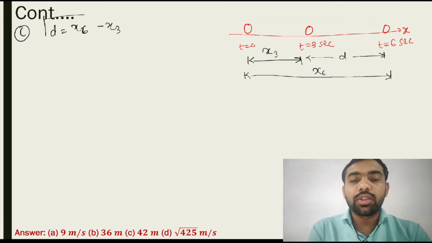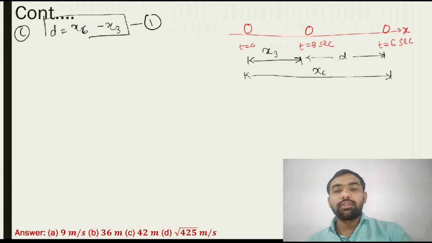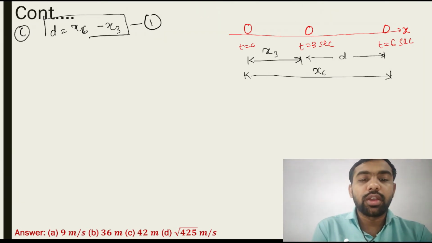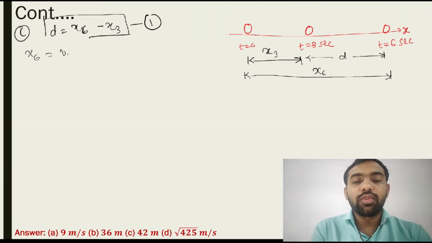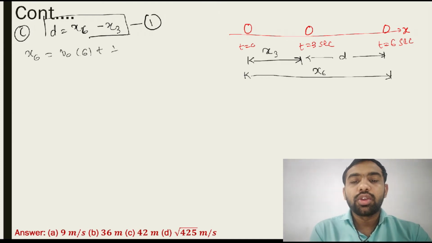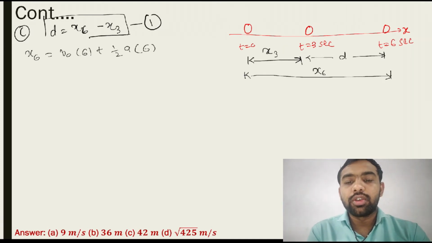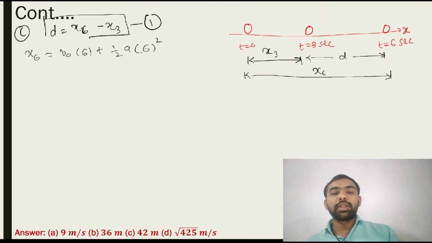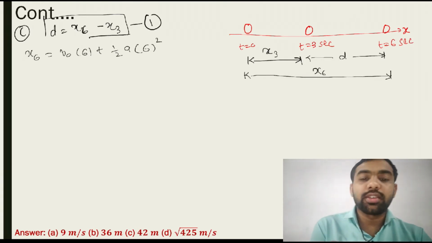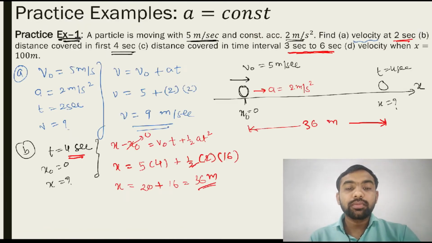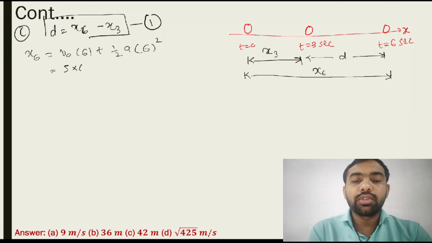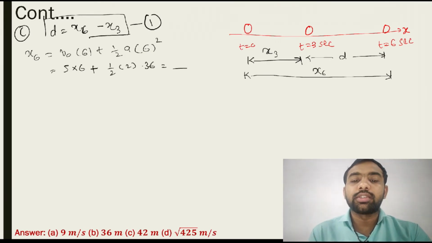So let's consider this equation number 1. Find x6 and find x3, so you get the final answer. x6 is equal to v0t plus 1/2 a t square. Here put t as 6. v0 is 5. So the answer is 5 into 6 plus 1/2 into 2 into 36. So that is the answer, x6.